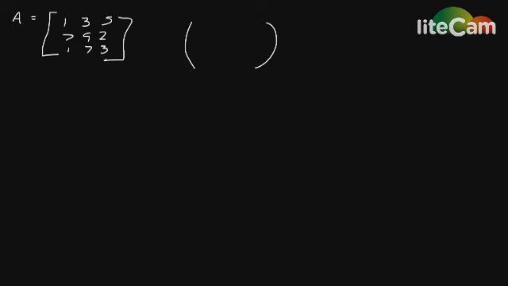So matrix A is a 3 by 3 matrix. The reason that it's called a 3 by 3 matrix is because it's got 3 rows, 1, 2, 3, and 3 columns, 1, 2, 3. And we always talk about row by column. It's always denoted that way.